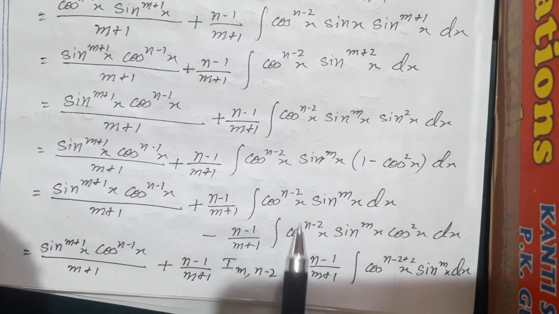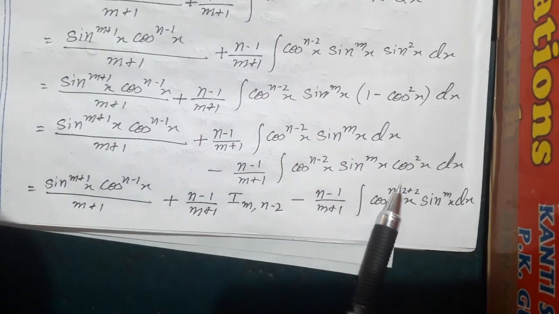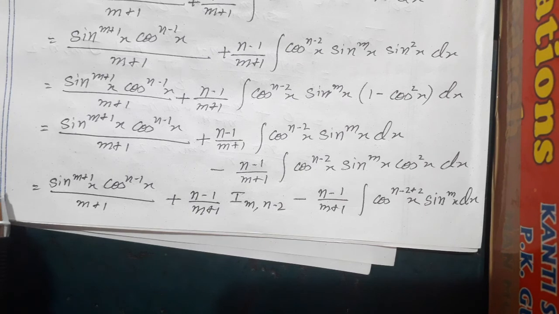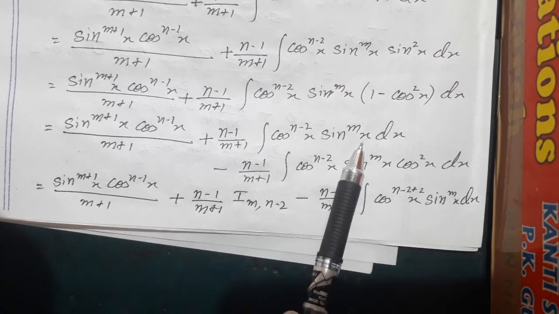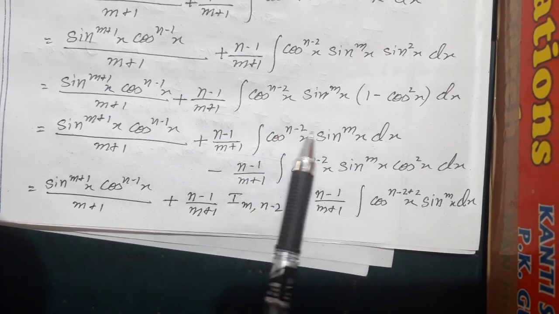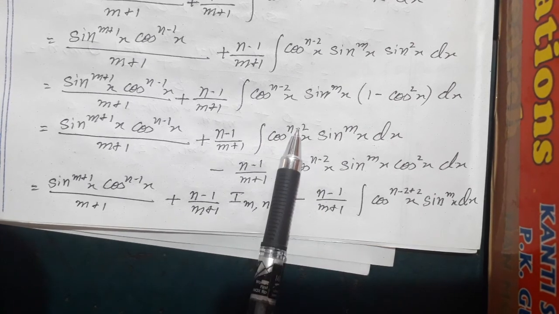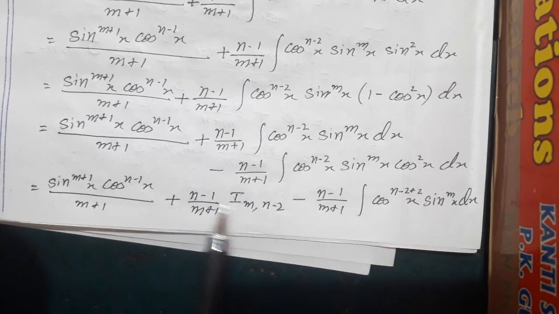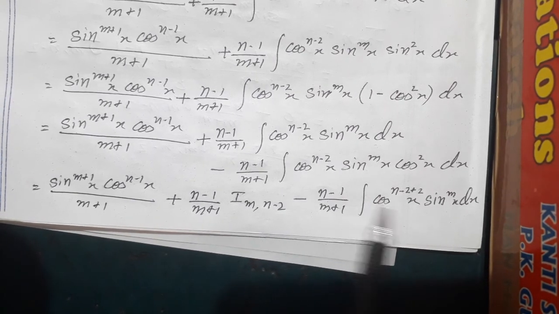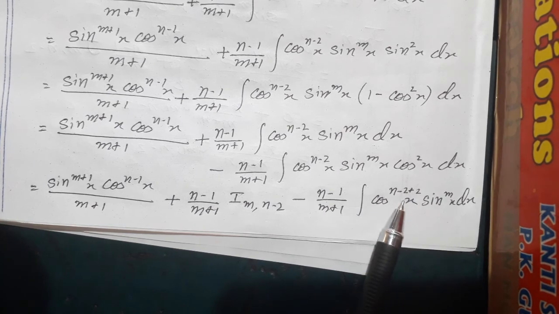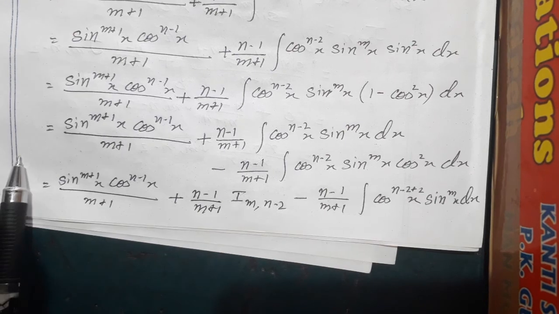That is nothing but I_{m,n}. So this side also we have I_{m,n}, and here also we got I_{m,n}. And here you can see that this is also in the same form, but the power is reduced, so we get I_{m,n-2}, because the power has reduced from n to n-2. Here we have I_{m,n}, here also we have I_{m,n}, so we'll bring this one to this side.